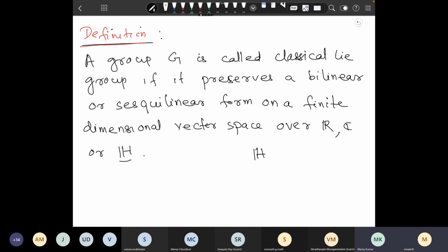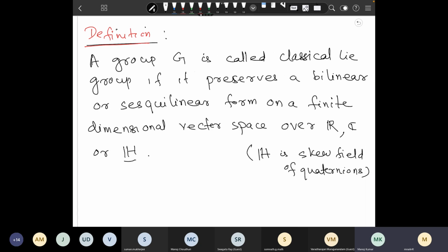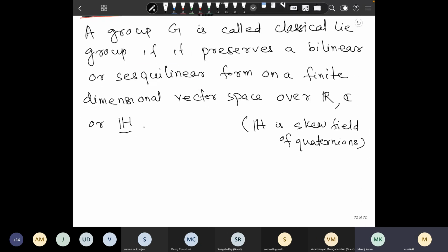H is the quaternions. This is the skew field of quaternions. Actually, we will see that later. Okay, all these groups are classical Lie groups, these examples. But that means that they are algebraic groups, right?